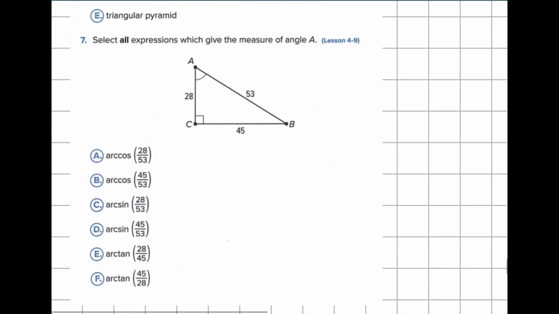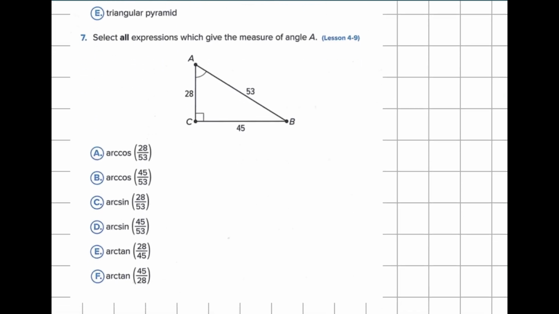Number 7, select all expressions which give the measure of angle A. So let's look at angle A. And let's look at this one. Arc cosine means, hey, the cosine is that, and I'd have to use that second cosine button in my calculator to give me the angle.